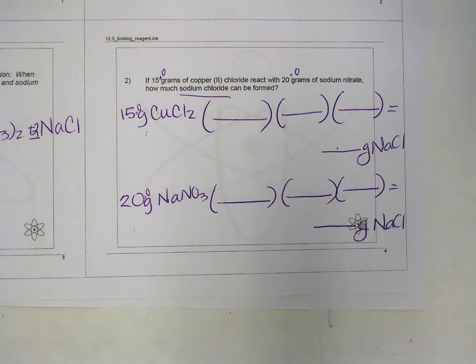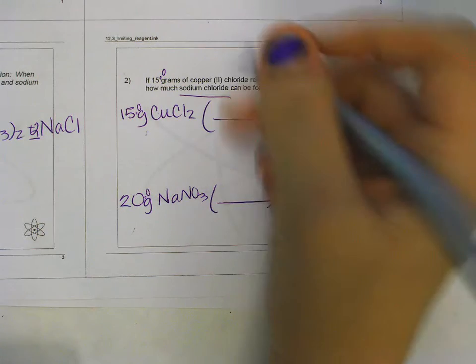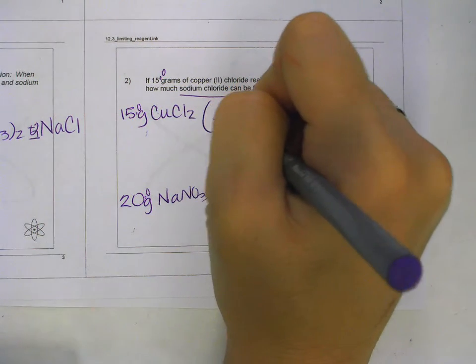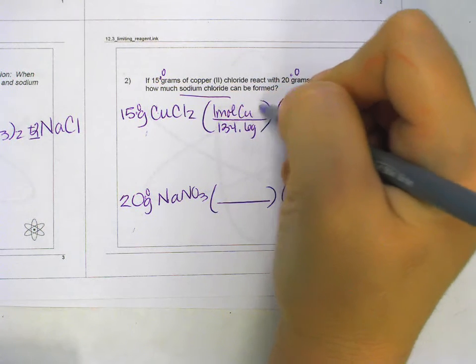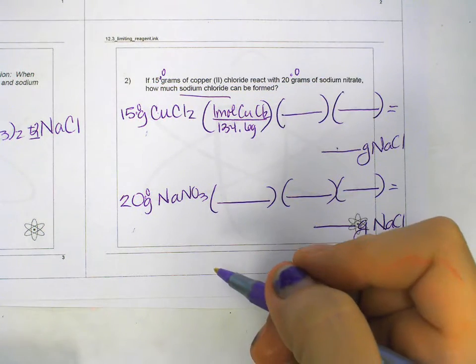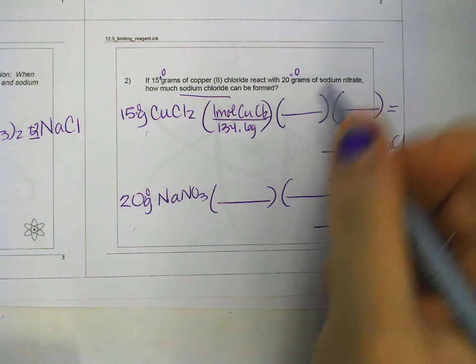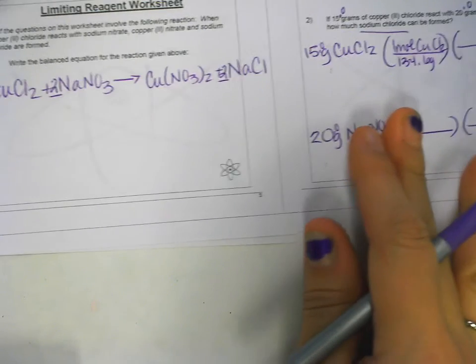All right, so the first thing that I have to do, using my flip chart, is figure out the molar mass of these. So I have copper chloride. The molar mass of that I got is 134.6 grams for 1 mole of copper chloride. Now I'm going to do my mole ratio step using the numbers in the equation over here.